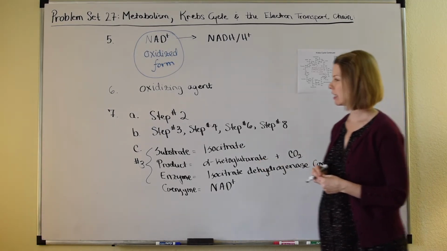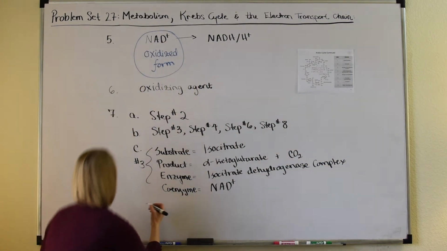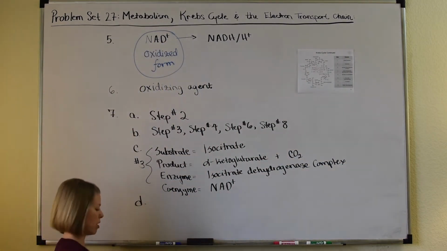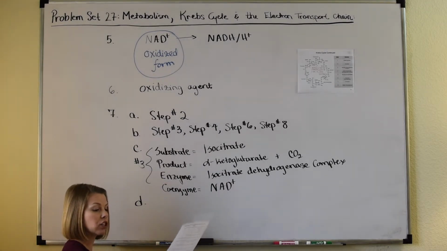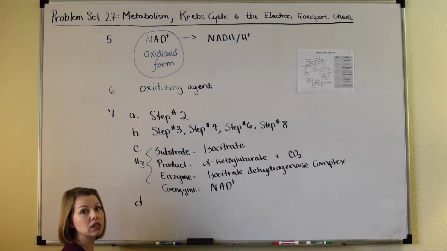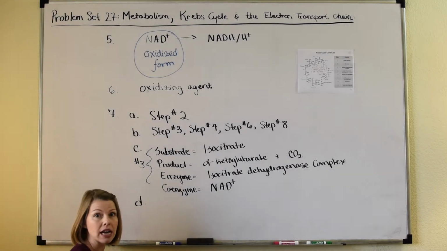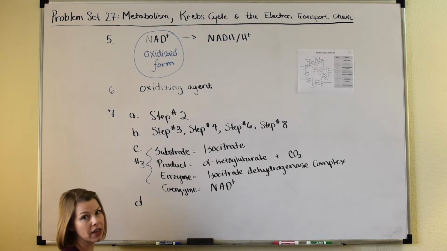All right, part D. We're running out of room here. Let's see if I can squeak it in. Part D. How many NADH and FADH2 result from one turn in the Krebs cycle? Okay, so this is something you might just want to memorize. But if you don't have it memorized, you can certainly look at the Krebs cycle and you can get the answer.